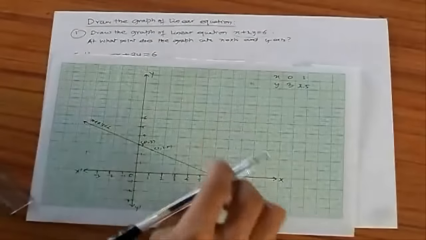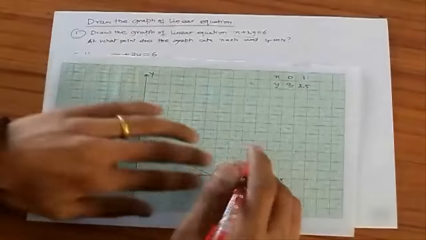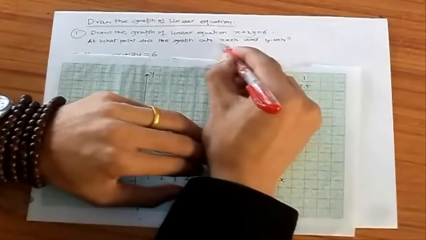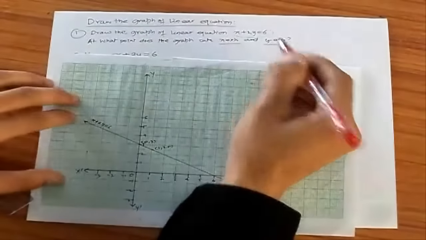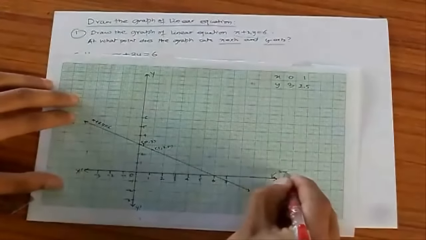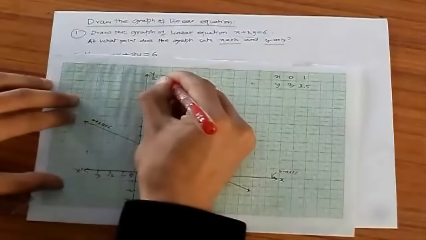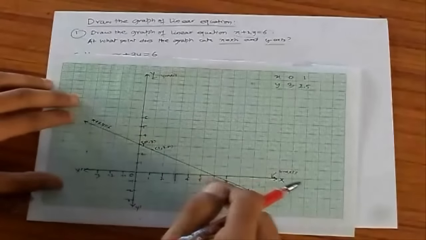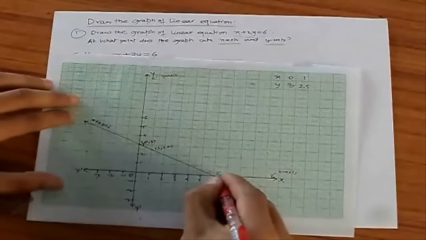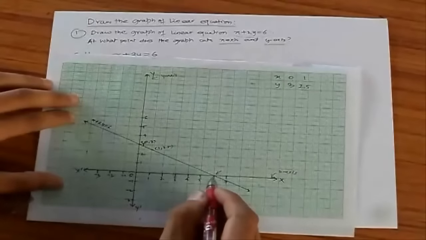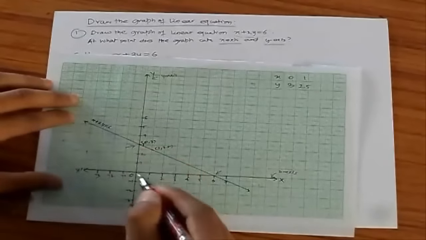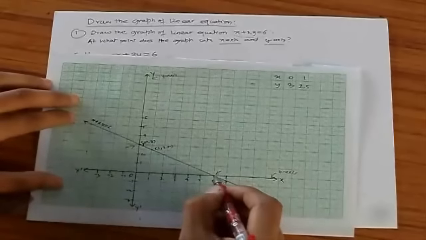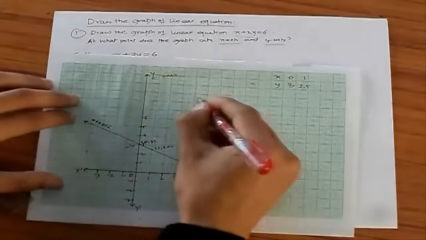So the next question is, at what point does the graph cut the x-axis and y-axis? So this is your x-axis, right? And this is your y-axis. Now from the graph we are going to show at what point this graph cuts the x-axis. So here the x-axis is cut at here and the y-axis is cut at here, right? So we're going to write here the coordinates: 6, 0, and here 0, 3.